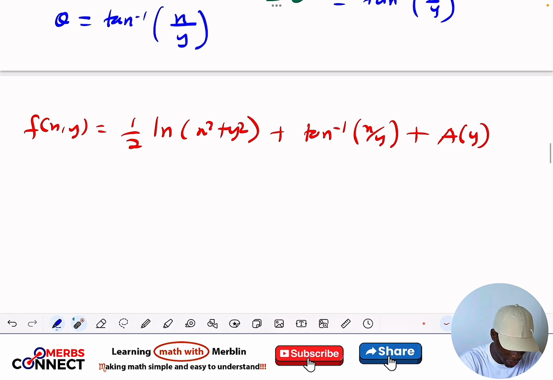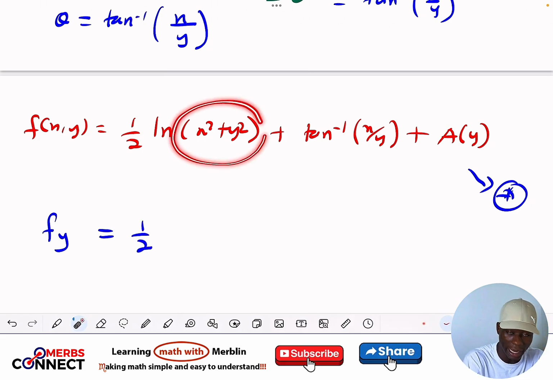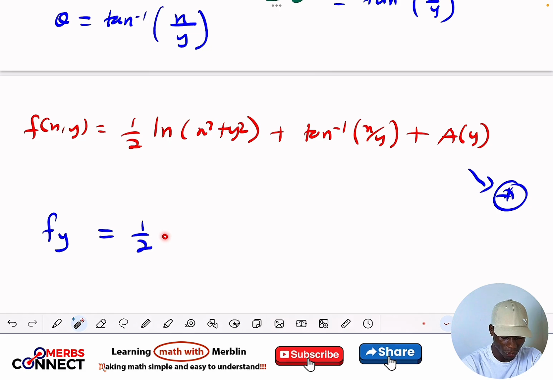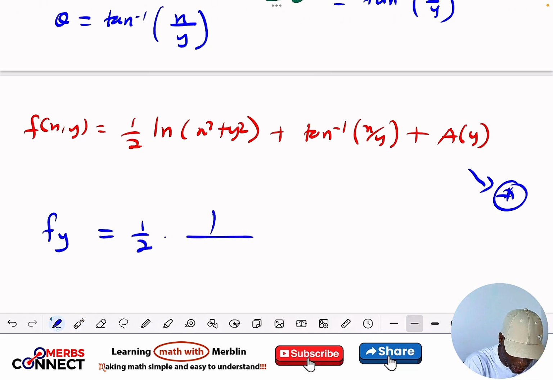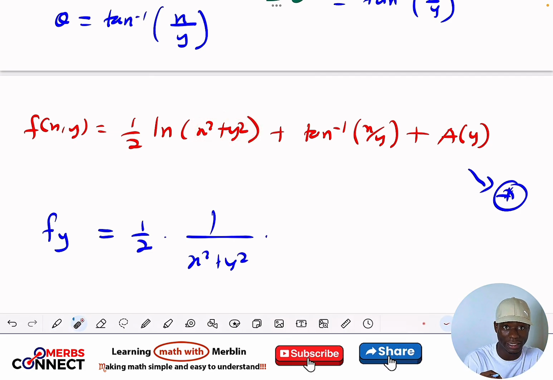So let me call this one equation star, because that's our final equation that we are going to use. So now let's differentiate equation star with respect to y. So f of y will be equal to 1 divided by 2. Now, when I differentiate a log function, I'm going to have 1 divided by what is inside the parenthesis, which is x squared plus y squared, times, then I differentiate what is inside the parenthesis, right? But remember, I'm differentiating with respect to y. So when I differentiate x squared, it gets to 0. When I differentiate y squared, I'm going to get 2y.